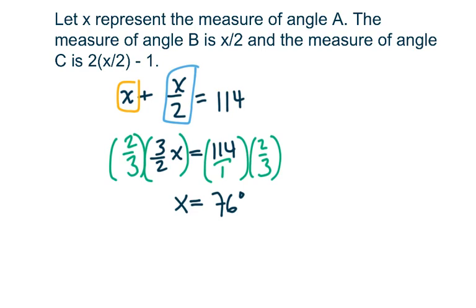So I can write that as 3/2 X equals 114, and I'm going to multiply by the reciprocal of 3/2, which is 2/3. 2/3 times 114 is 76 degrees.